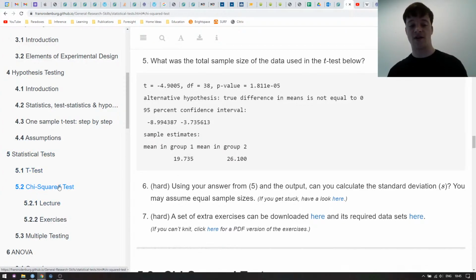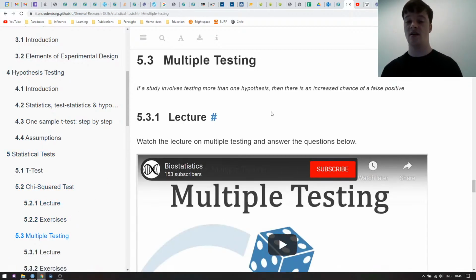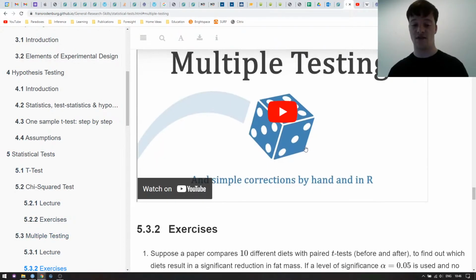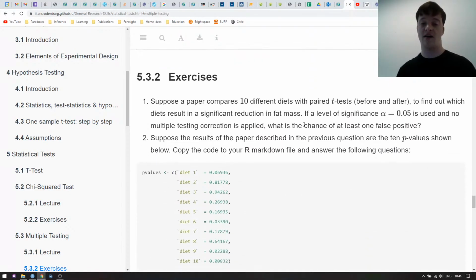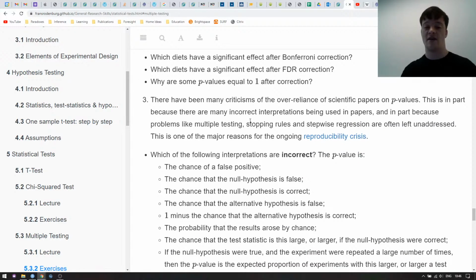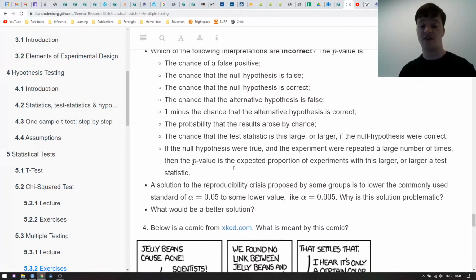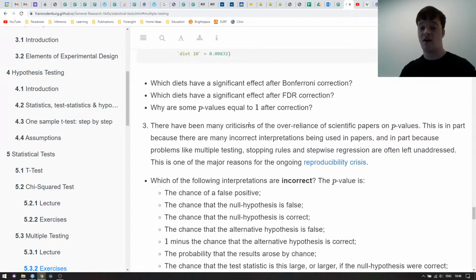There's a chapter on chi-squared here. We will not do that until tomorrow, so you can skip all the way up to multiple testing. This is the lecture I just gave, just in a shorter format. These are the exercises, right? So some of them you have to use the formula for the family-wise error rate. Some of them you have to apply multiple testing correction. And some of them are more about correct interpretation of values. These are all types of questions you could expect on the exam.